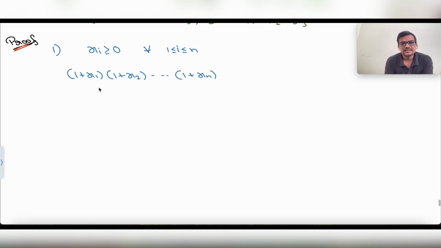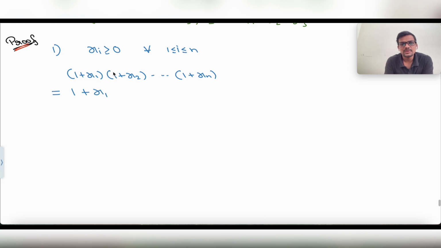If you multiply the terms, what will come? It will be 1 into 1 into 1, so one term will be 1. Now see, if x1 is multiplied with 1 and it is multiplied up to this 1, then x1 will come.